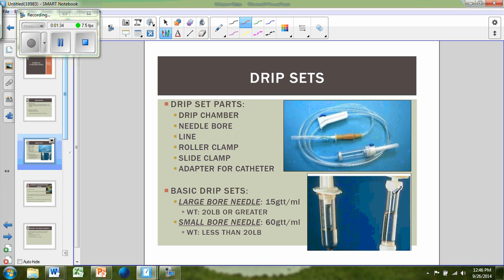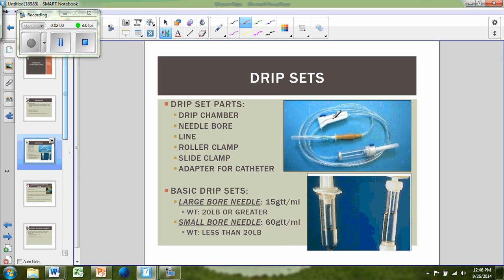So you see there's a tiny little needle that's delivering tiny little drips into this drip chamber, whereas here this is like a wide open hose that's delivering larger drips here. So the needle bore is the size through which the drips drop into the drip chamber. The line is the plastic cord that runs all the way from the IV bag to the patient.